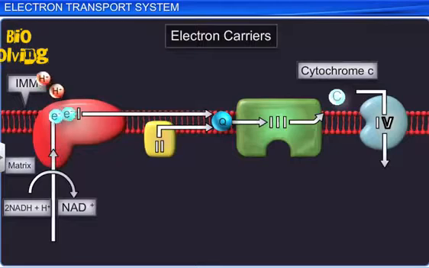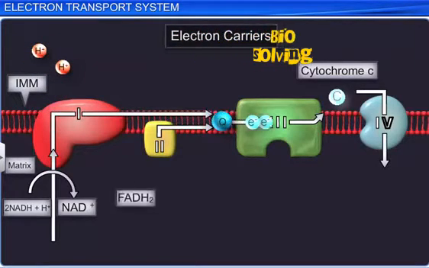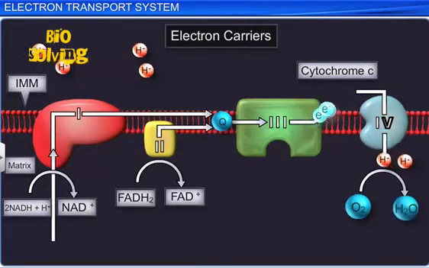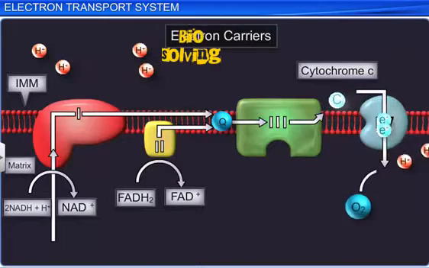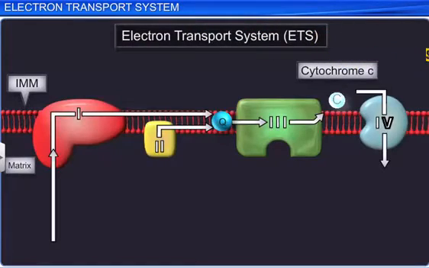This is made possible by the transport of protons and electrons from these coenzymes to oxygen through electron carriers present in the inner mitochondrial membrane. This metabolic pathway of electron transport is called the Electron Transport System, or ETS.